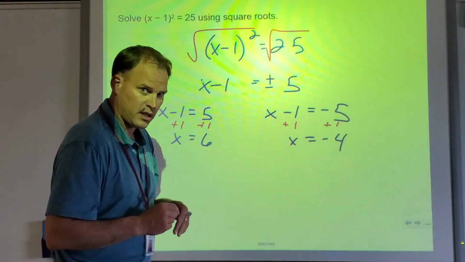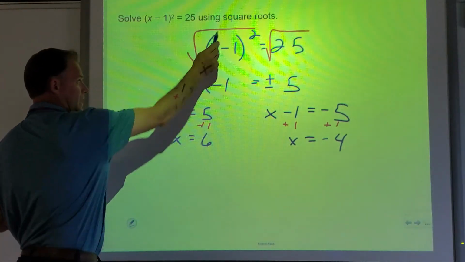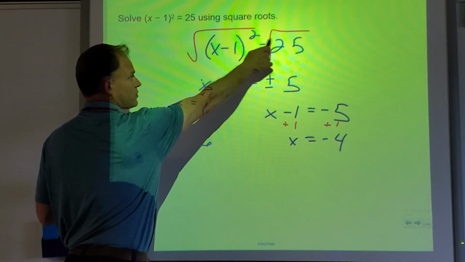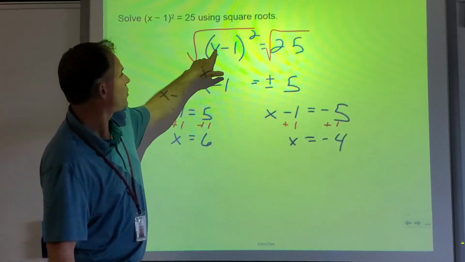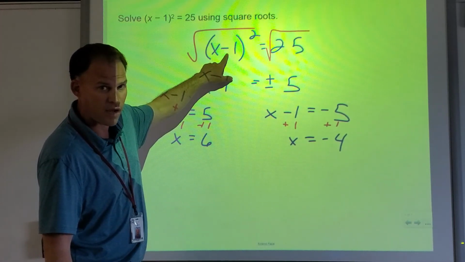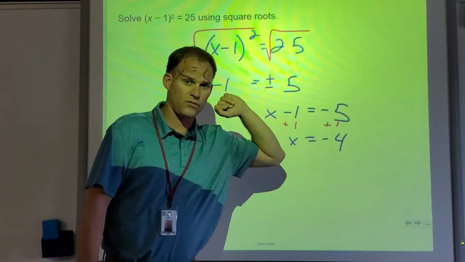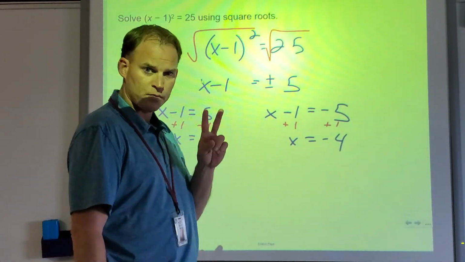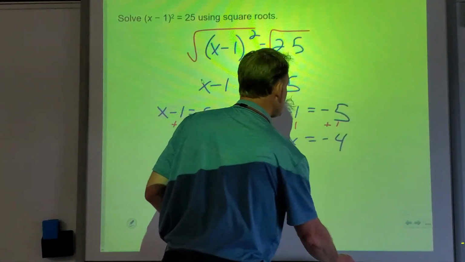If you don't believe that these are the answers, I can always plug them back in. 6 minus 1 is 5. 5 squared is 25. Plug in negative 4. Negative 4 minus 1 is negative 5. Negative 5 squared is positive 25. They both work. Two answers.